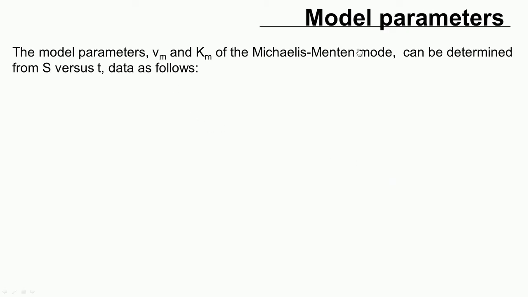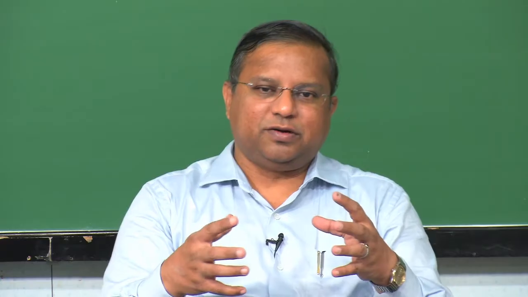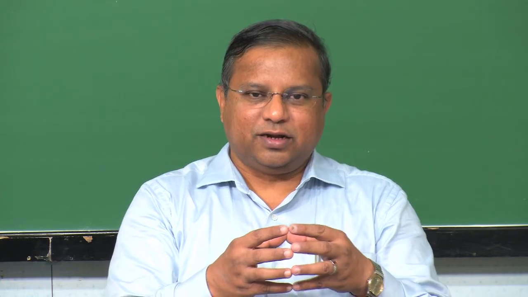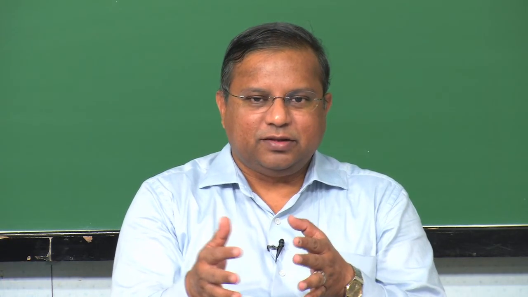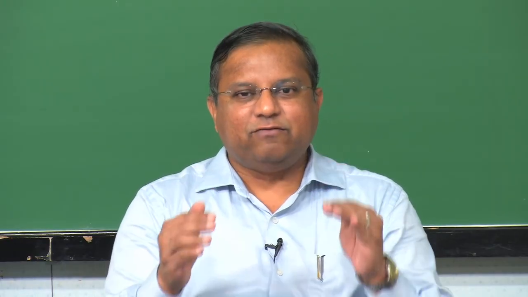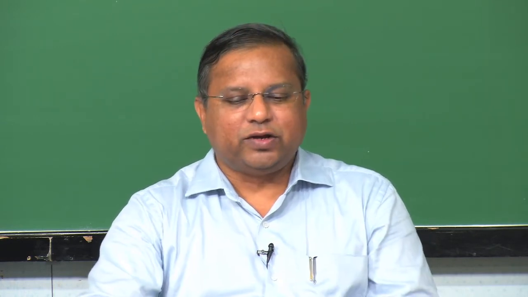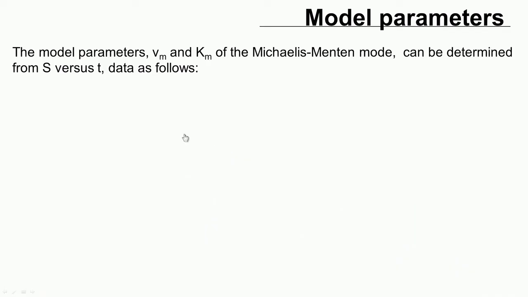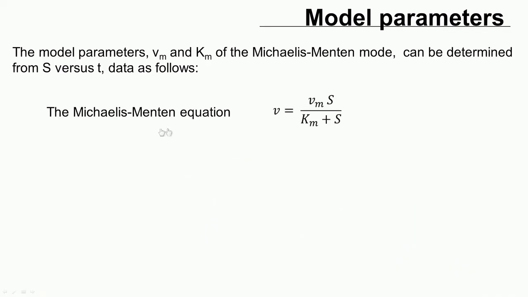from data. These model parameters can be determined from the variation of substrate concentration versus time data. You do an experiment, we carry out an enzymatic reaction, and then we monitor the substrate concentration with time, and that is the data that we have. We have the substrate concentrations at various times. From that data, how do we get the model parameters is what we are going to look at now, at least the basis of that. The basis is as follows. The Michaelis-Menten is V equals Vmax S by Km plus S.